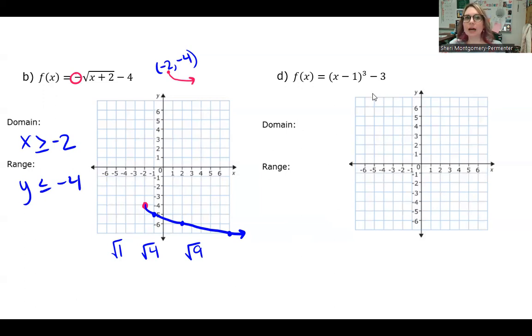For D, I know that that is a cubic function and it's positive. So the shape, what it's going to look like is that's a positive cubic function. I don't have to graph it to identify the domain and range. What are they? All real numbers. Get that right. They're both all real numbers. What is my starting point for this one?